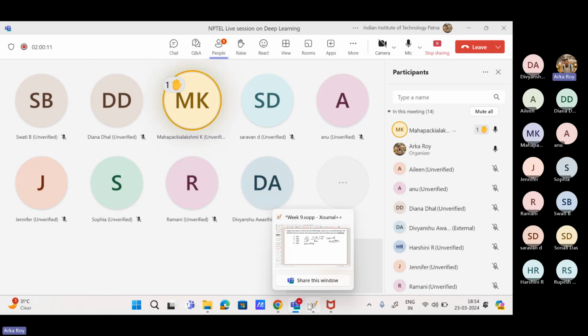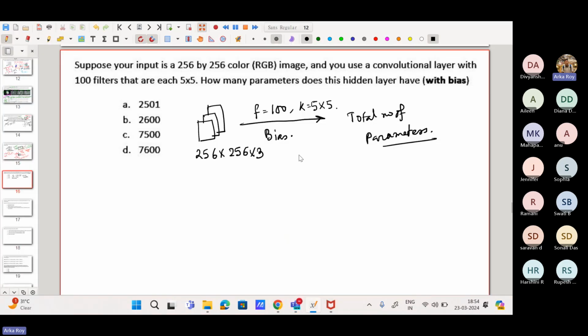So let's say you have 10 filters. How many biases will you have? Let's say for this particular problem, you have 100 such filters. So how many biases will you have? Sir, only one bias. No, so that is the reason that you need to understand how those formulas are coming.